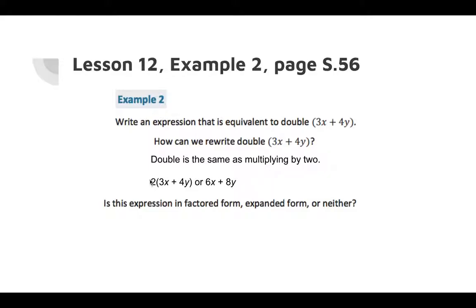Okay, we multiplied 2 times 3 and then 2 times 4. So that's why we came up with 6x plus 8y. This is the distributive property. You distributed that 2 to 3x and you distributed it to 4y. Is this expression in factored form, expanded form, or neither?